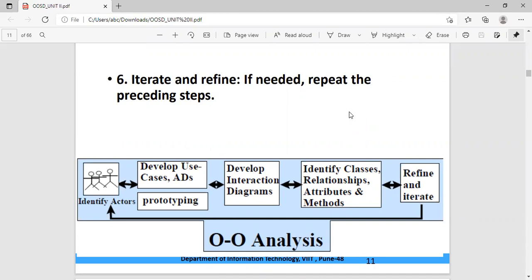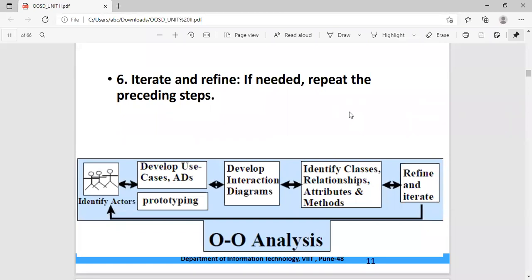again the same thing, after some period of time I come to know that I want to add a new class in my system. Then again I have to refine, that means I have to repeat the steps iteratively. So I go back to the first step and again identify the actors, develop the use cases, develop the interaction diagram, and identify the classes. Up to what point? Up to the whole system being developed.